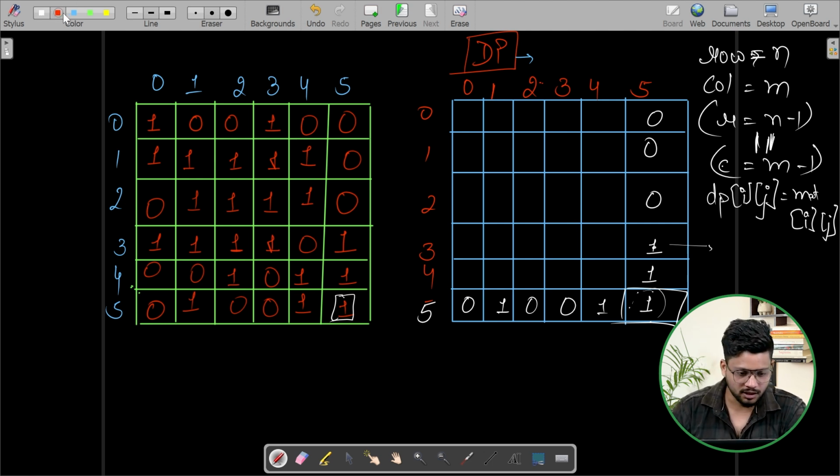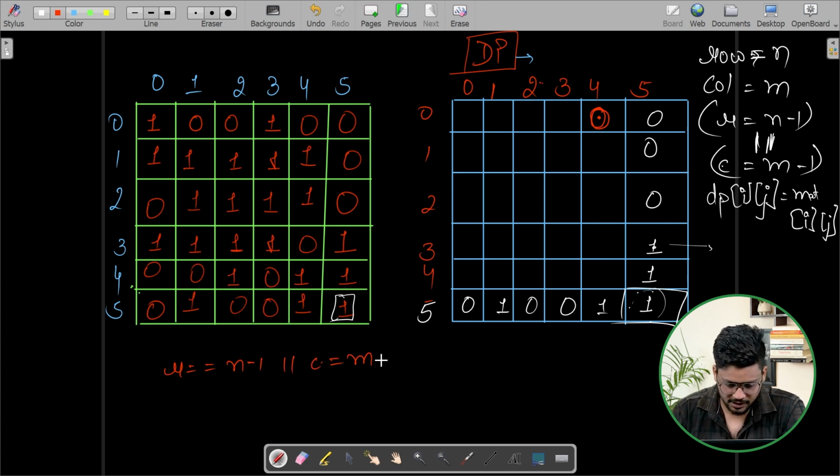Now if it is a 0 over here, what do you have to do? If it is a 0, then you can assume that 0 cannot be the point of a square. So if it is a 0, then we have to put a 0. There is one more condition, so let me write the condition more clearly. If r equals n minus 1, that is the last row, or column equals m minus 1. Also I'm putting an or over here.